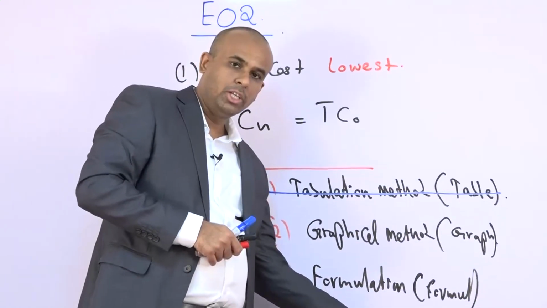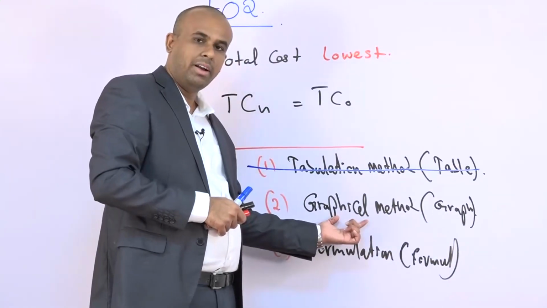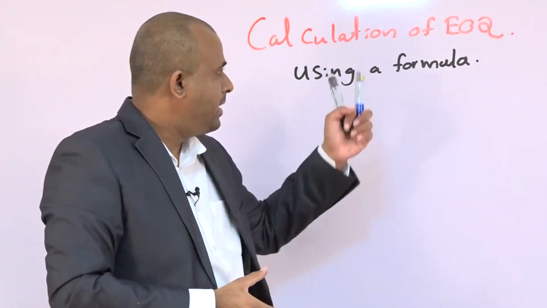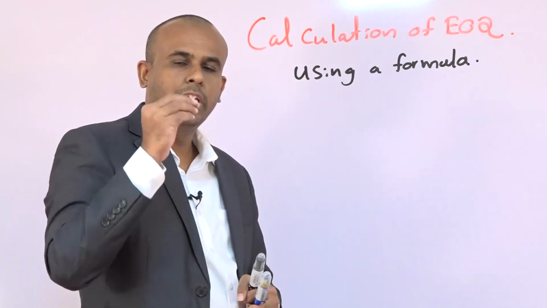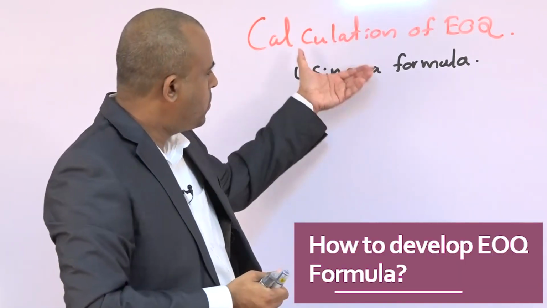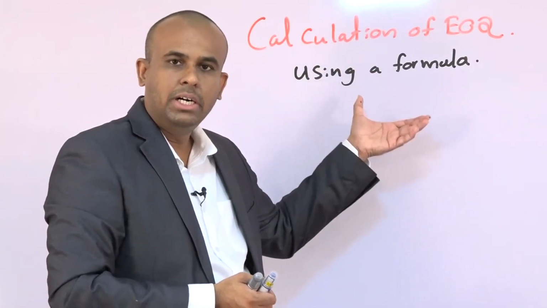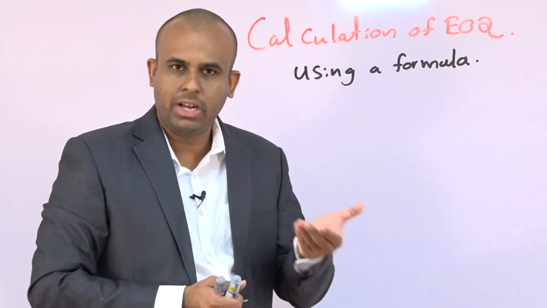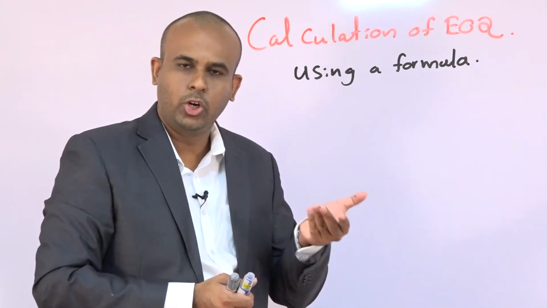One is the formulation method, the other one is what? Graphical method. Okay, right. Now we will see how we are going to calculate the economic order quantity by using a formula. Here what we are going to do is we are trying to develop a formula for the purpose of calculating the economic order quantity.